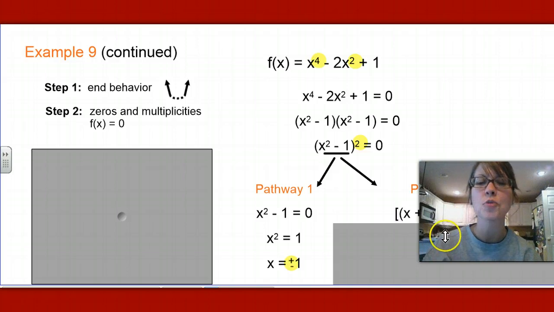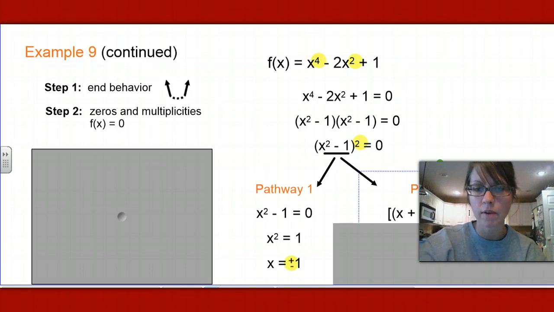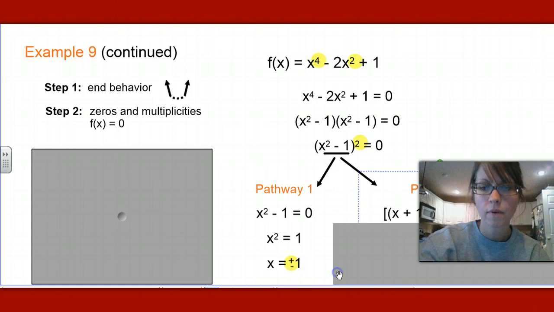Anyway, okay. So now from here, we can set each factor equal to 0, which I should have had there before. All right.